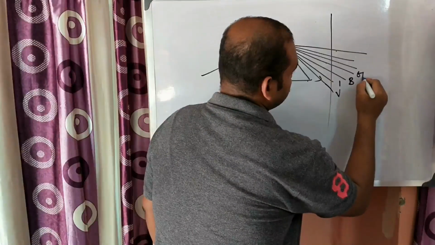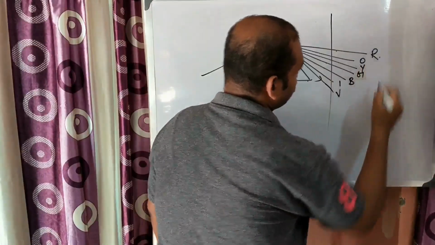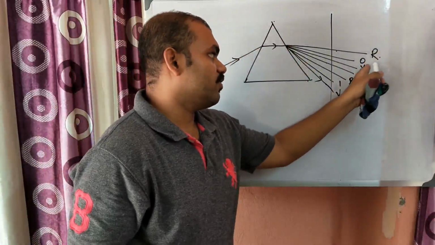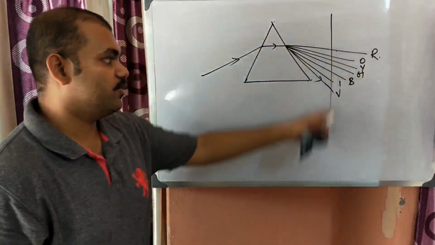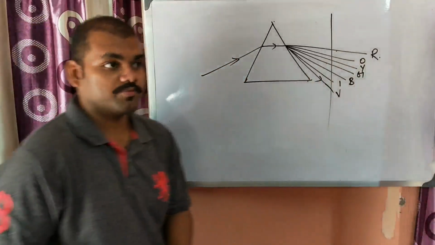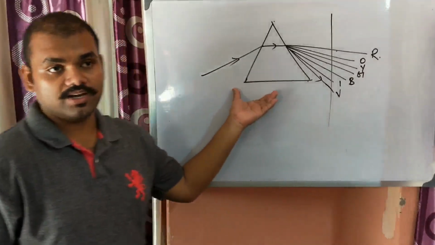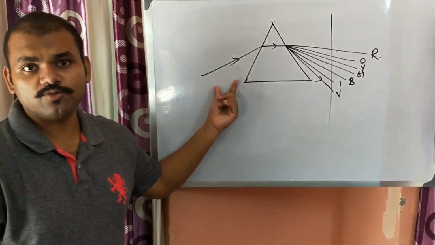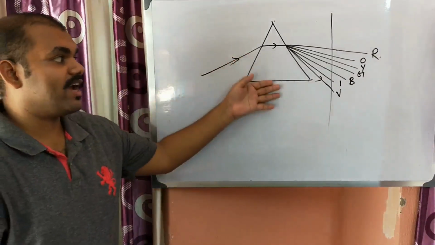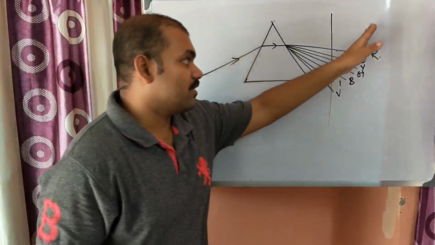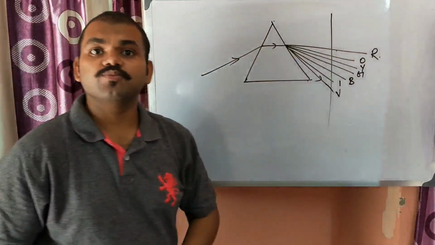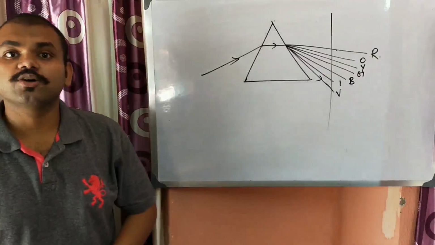VIBGYOR. So these are the names of the colors: violet, indigo, blue, green, yellow, orange, red. So these are the components of the colors. So what do you mean by monochromatic light? Do you know what is monochromatic light? Monochrome means only one color is present. So white light is a composition of 7 different colors, and one single color is known as monochromatic light, and white light is a polychromatic light.